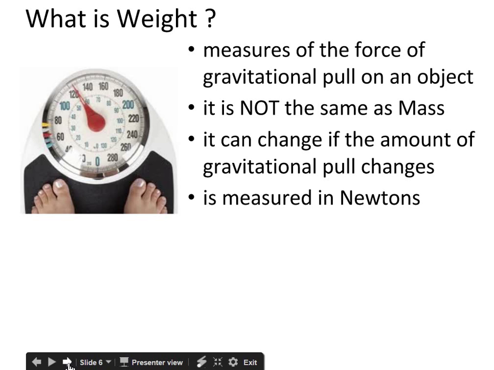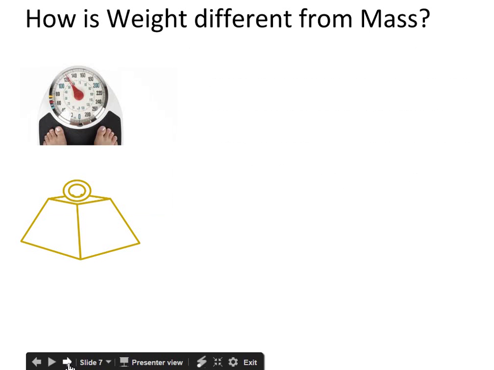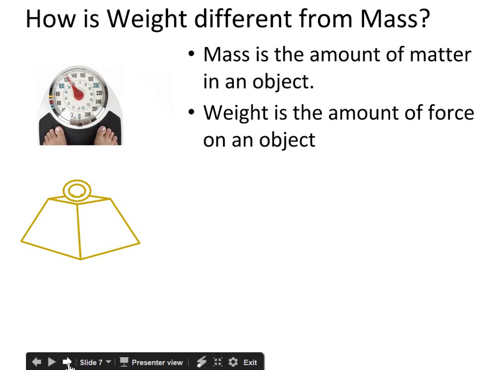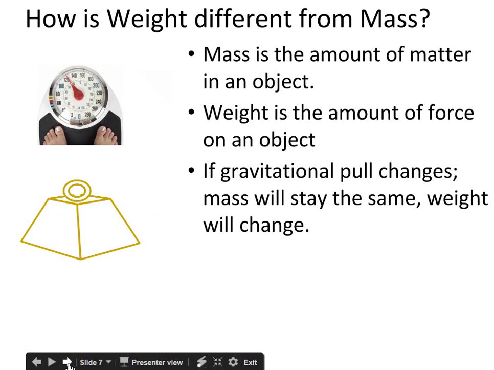So you think, well, okay, let's talk about weight and mass. How are they different then? What's the big difference? And remember, mass, you learned this definition when you were young. Mass is the amount of matter in an object. So all those molecules, all those atoms that make up objects, that's where the mass comes from. And the weight is the amount of force pulling that object downward, in our case, towards Earth, right? And so, again, if the gravitational pull changes, the mass will stay the same and the weight will change.